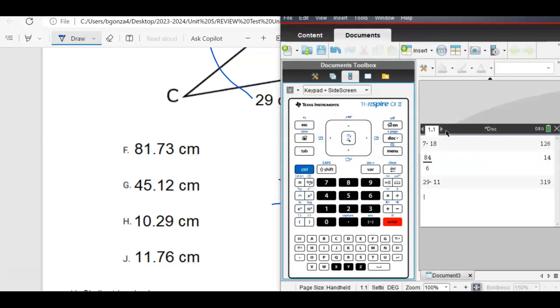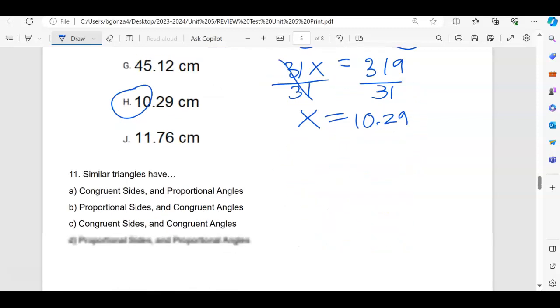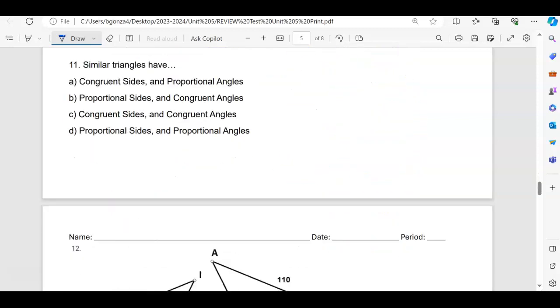All right, what's 319 divided by 31? 10.29. All right, that's it. Don't skip 11.